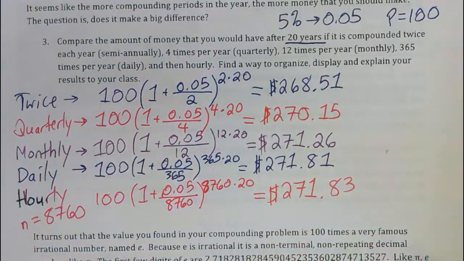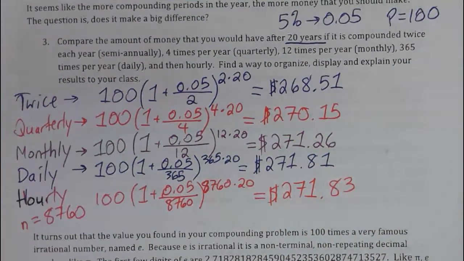So if we go from daily to hourly, we only gained 2 cents. And that's with rounding. So we really gained less than 2 cents, after only gaining less than 60 cents from monthly to daily. So this is something that, you can tell, is starting to level out. And that is important for what we're going to be talking about next in this lesson.